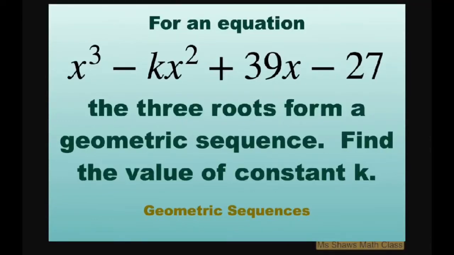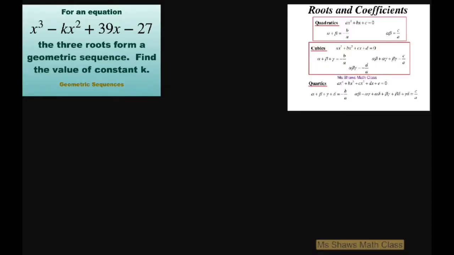Everyone, for an equation x cubed minus kx squared plus 39x minus 27, the three roots form a geometric sequence. We're going to find the value of this constant k. Basically, we're going to use the relationship between roots and coefficients for cubic functions, and then just solve using systems of equations.